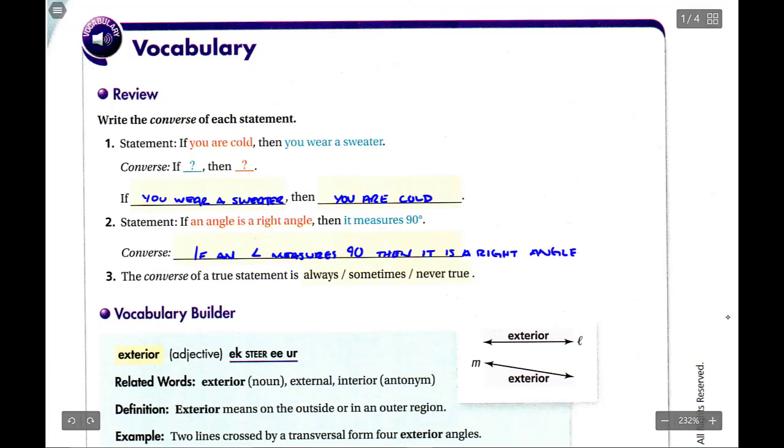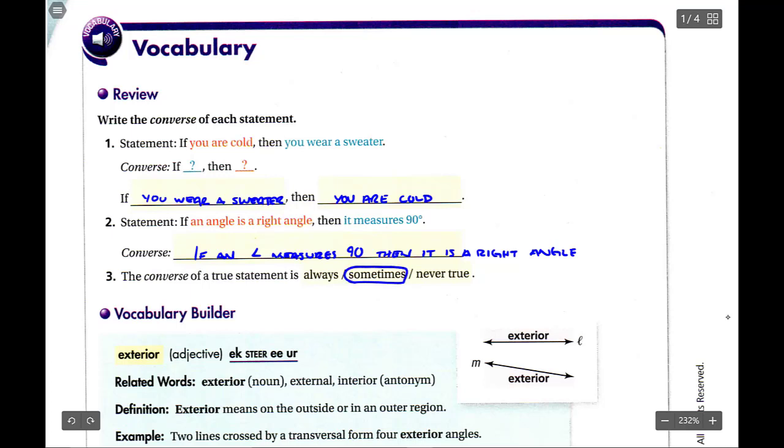For number 3, it's asking us to determine whether the converse of a statement is always, sometimes, or never true. If we look at statement number 2, if an angle is a right angle, then it measures 90 degrees, its converse is absolutely true. If an angle measures 90 degrees, then it's a right angle. However, number 1 says if you are cold, then you wear a sweater. The converse, if you wear a sweater, then you are cold, is not necessarily true. Some people just like to wear sweaters. So the converse statements are going to be sometimes true.